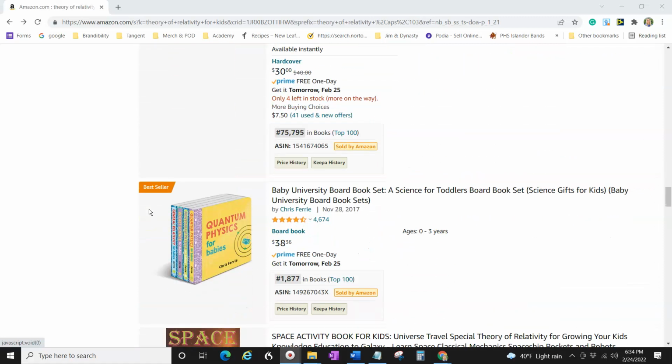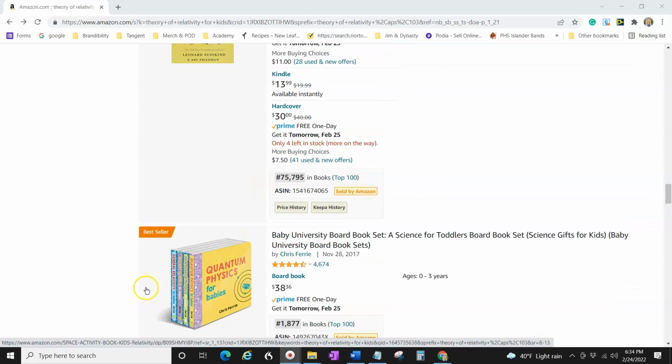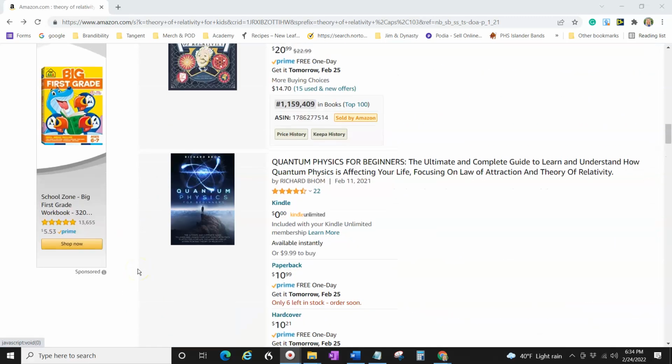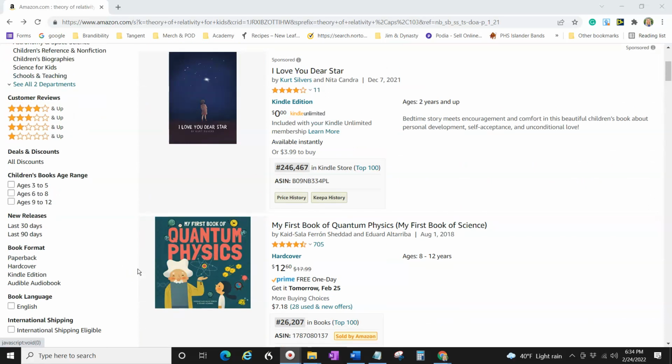All right, so that was kind of the thing. Here's that quantum physics for babies, and a space activity book. But I wanted to really open your mind to the idea that you probably know something that someone wants to know something about. Even if it's pianos, explaining how a piano works. If you know pianos, the violin, crocheting, any skill you have, it's a limited amount of skills.